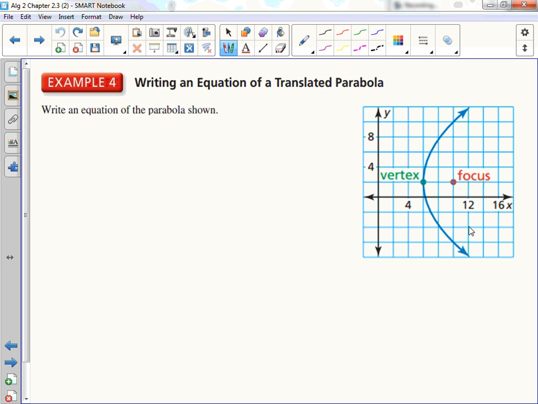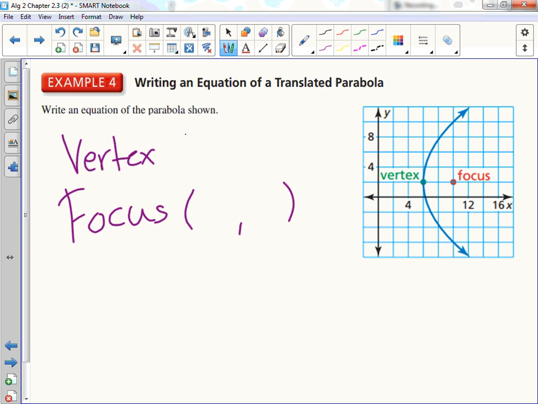Now, when we look at this graph here, they gave us the vertex and focus. Each one of those dashes is going by 2. Our scale is by 2s. Here I could almost write it in 2, 4, 6, 8, 10. Go in this direction, 2, 4, 6, 8, 10.